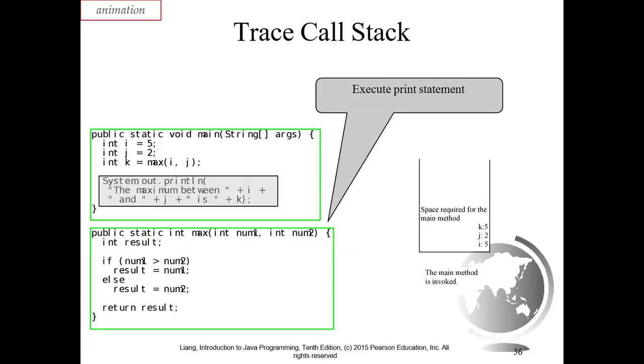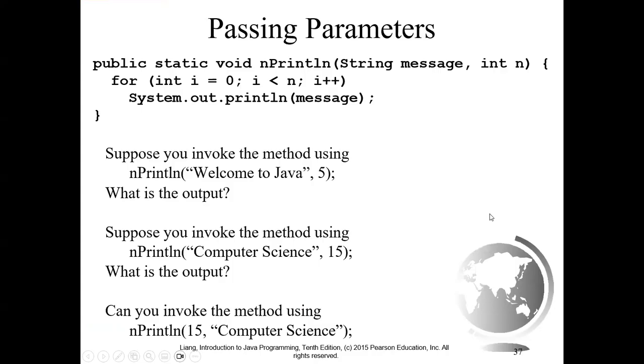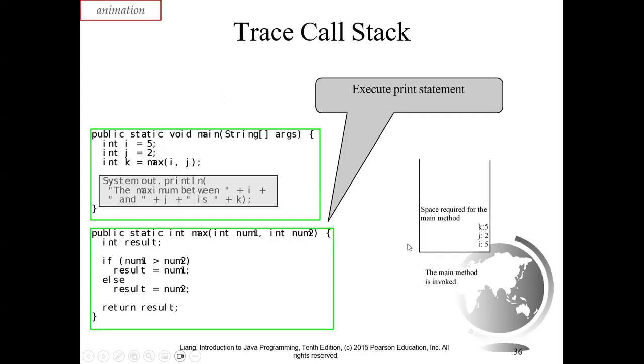And once we have done the assigning, we print out the statement: the max number between i and j is k. So k is 5, is printed. And that is the call stack for these two methods.